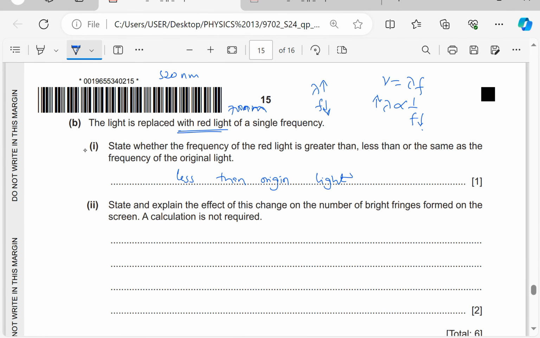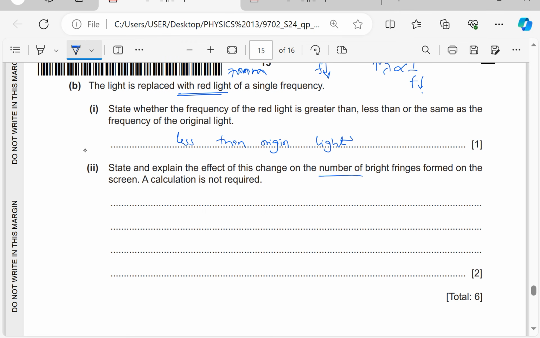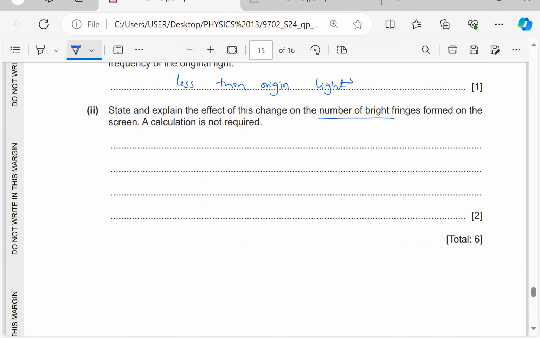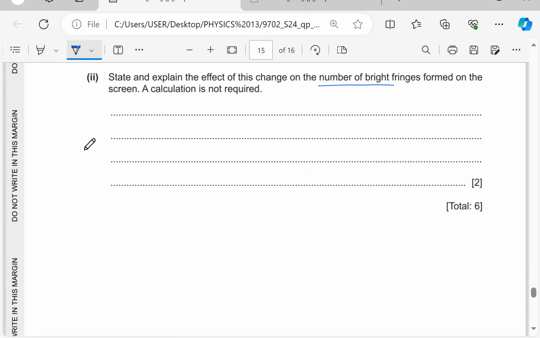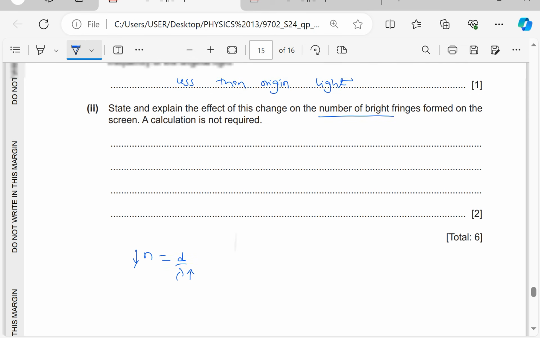State and explain the effect of this change on the number of bright fringes formed on the screen. A calculation is not required. So remember, we have said that n is equal to d sine theta over lambda, where sine theta is 1, so n is equal to d over lambda. The wavelength has been increased, so it means the number of orders decreases because they are inversely proportional.